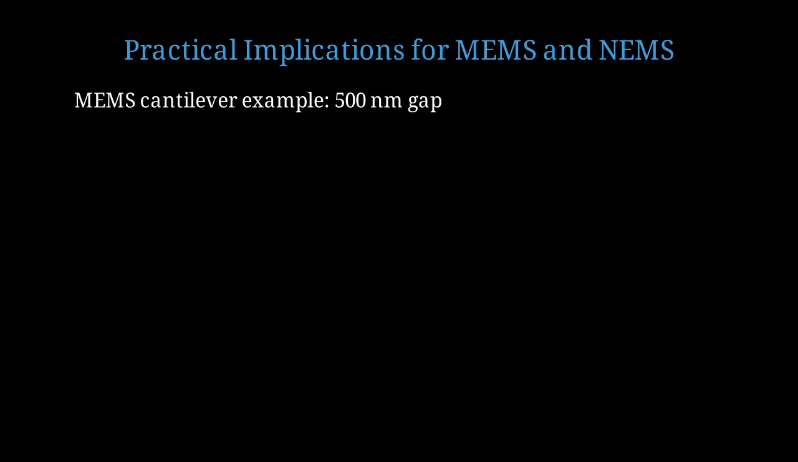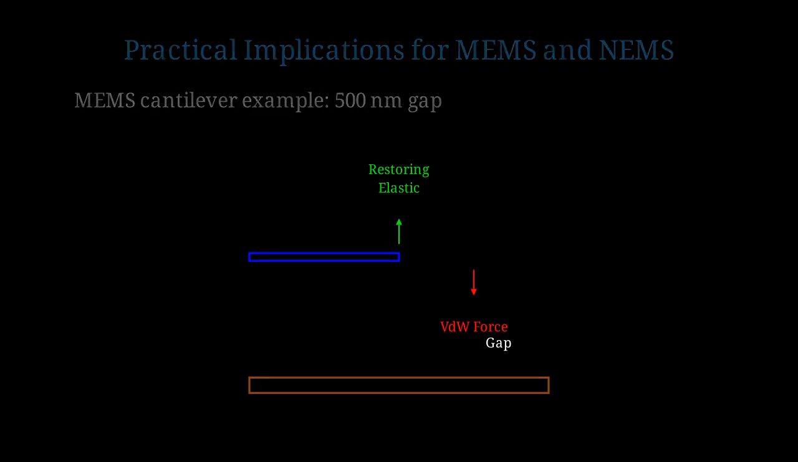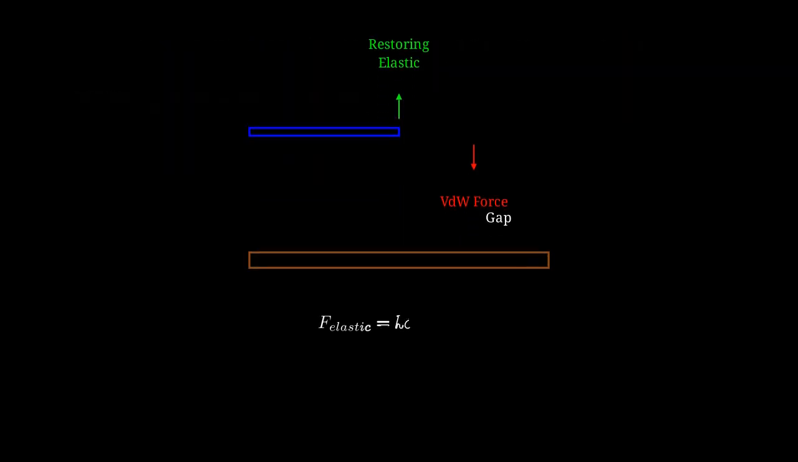We need to compare the van der Waals pressure to the restoring force from beam bending. The beam experiences a downward van der Waals pressure, trying to pull it to the substrate, and an upward elastic restoring force from bending. Stiction occurs when van der Waals force exceeds the maximum restoring force. The elastic restoring force is K delta, where K is the spring constant, equal to 3EI over L cubed. E is Young's modulus, I is the moment of inertia, L is the beam length, and delta is the deflection.